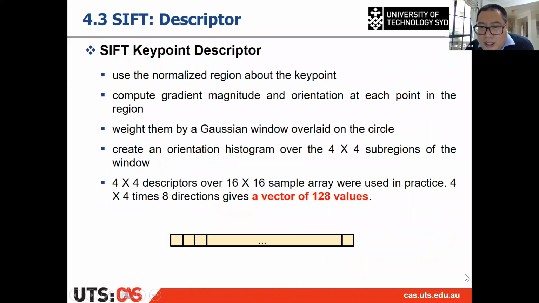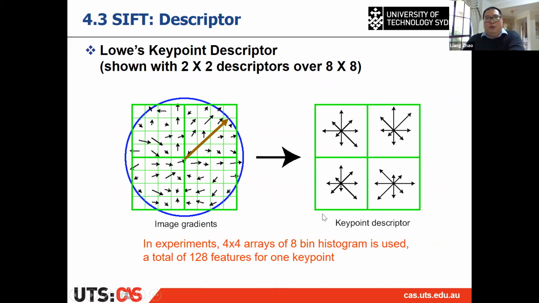All right. Then the next one is the descriptor. After you get the feature, then you need to calculate the descriptor of each of the features, right? So the descriptor uses the normalized region about the key point, and it computes the gradient and its orientation as well. So those sentences are quite hard to understand, but I'm going to show you how to calculate the descriptors.